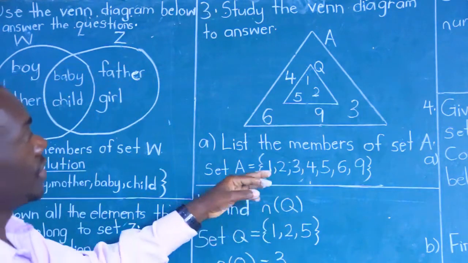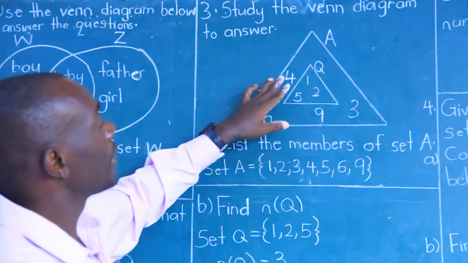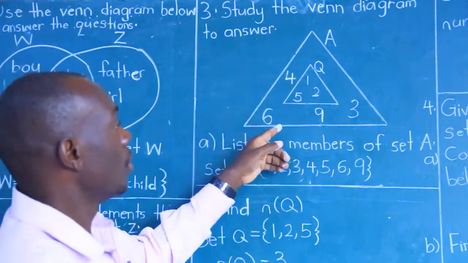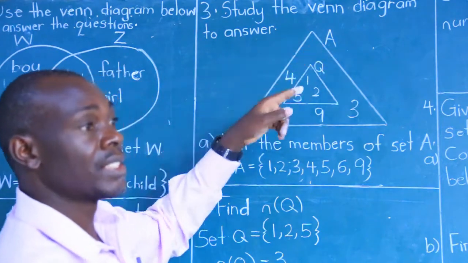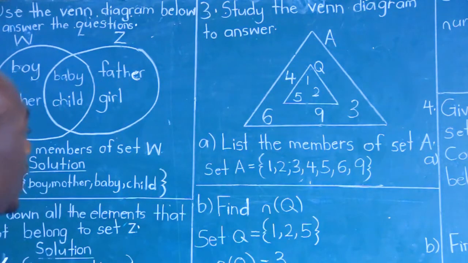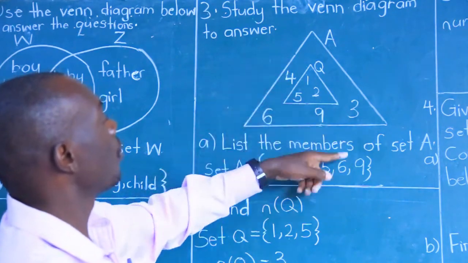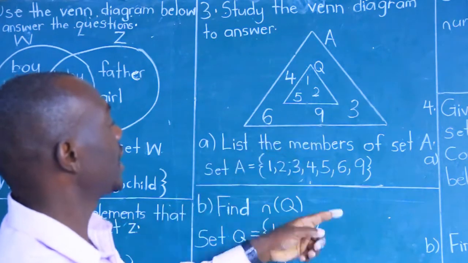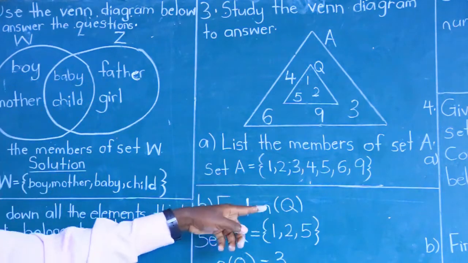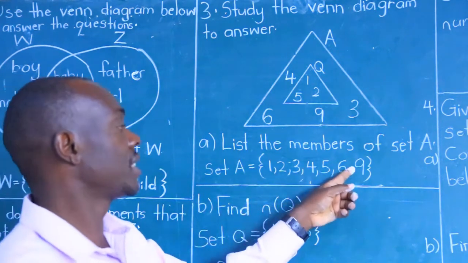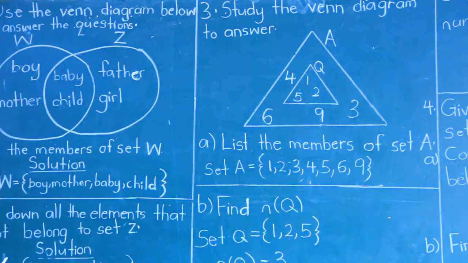Like I've said, include all the members of set Q, as well as those outside set Q, because set Q is a small set that's actually coming from set A. So we say set A equals 1, 2, 3, 4, 5, 6, 9. Like it is here, we say set A equals, open the curly brackets and say 1, 2, 3, 4, 5, 6, 9, and close. And that's all. Nobody has asked you to count. Just list as instructed.